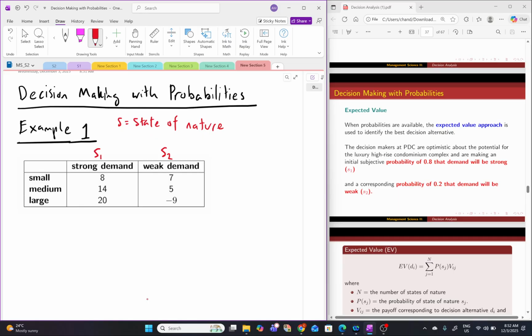Bila mereka nak buat kondominium tu, mereka berpendapat bahawa ada dua situasi whereby one is strong demand, people want to buy more, and weak demand, people they are not interested much in purchasing the condominium. Now, the probability of strong demand here, I'm taking from the slide, is 0.8. The probability of weak demand is 0.2.